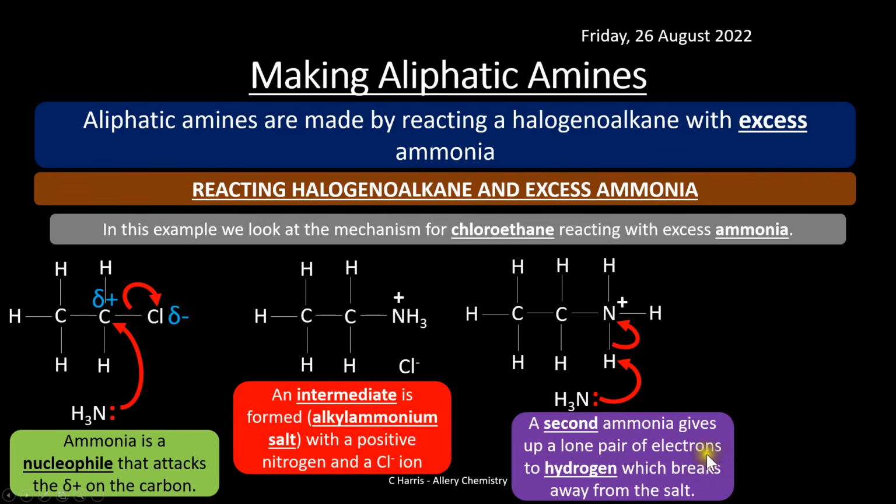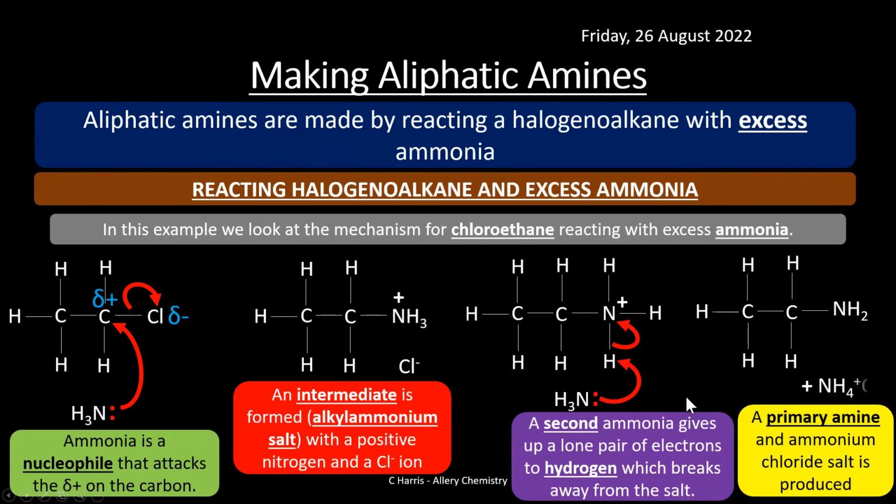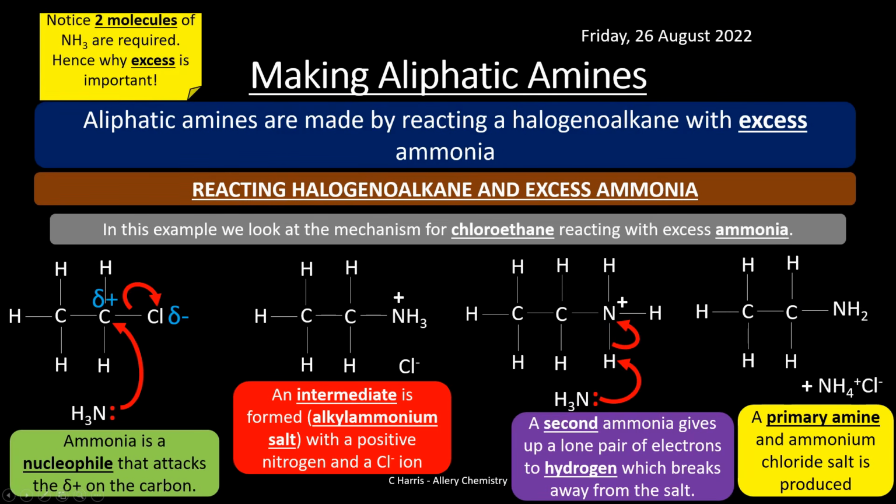So let's have a look. There we are. Then we form our primary amine, and we have our ammonium ion, NH4+, which will react with this Cl- that was made homeless, and they join together to form ammonium chloride, so you produce these 2 products. But the main product is the primary amine, made by reaction with ammonia. Like I said before, 2 molecules of ammonia are required, and this is why the excess is so important.